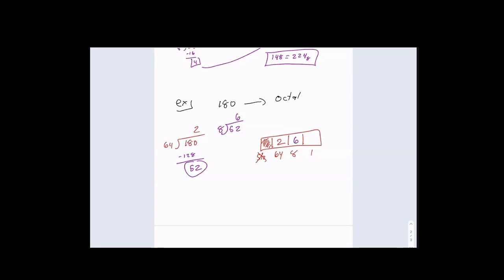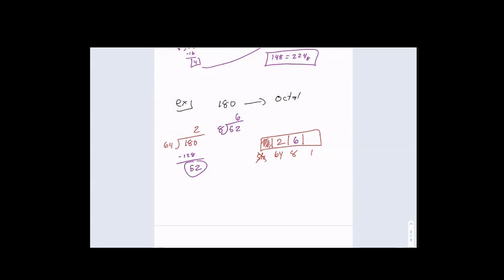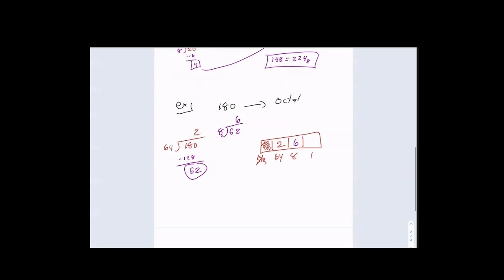There goes my 6. And 6 times 8 is? 48, which leaves behind 4. And where does that 4 go now? It goes in the one box. It goes into 1 because it's just 4 times 1. And there you go.